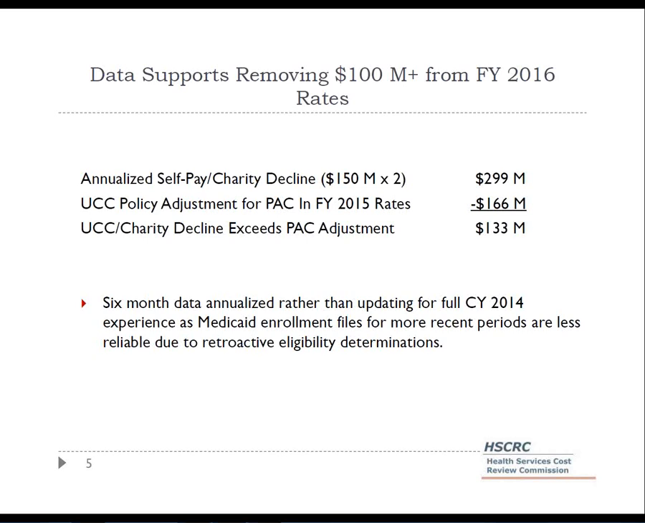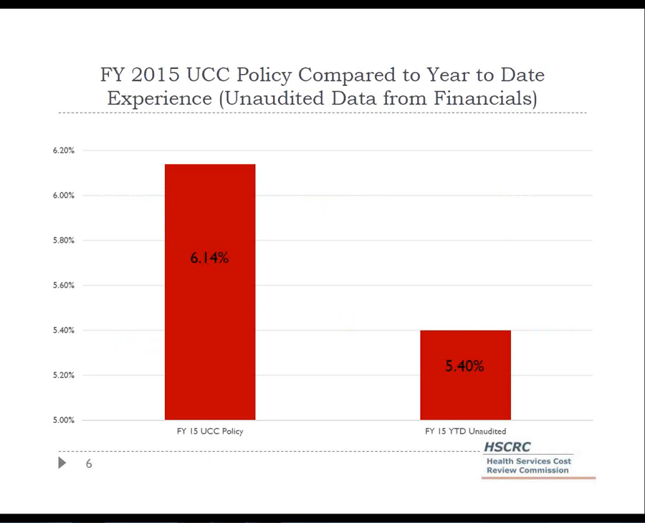Thanks. Do you have questions? The next slide just shows some of the information from the unaudited fiscal 15 financial data that we receive from hospitals on a monthly basis. So the left-hand side shows you the UCC policy adjustment in fiscal 15. We see UCC at 6.14%. Unaudited data through November, so 5 months of the fiscal year, shows about a 5.4% uncompensated care rate. So this seems relatively consistent with the data we just showed you. It's just sort of a second data point that shows a significant decline beyond what was built into the fiscal 15 rate.